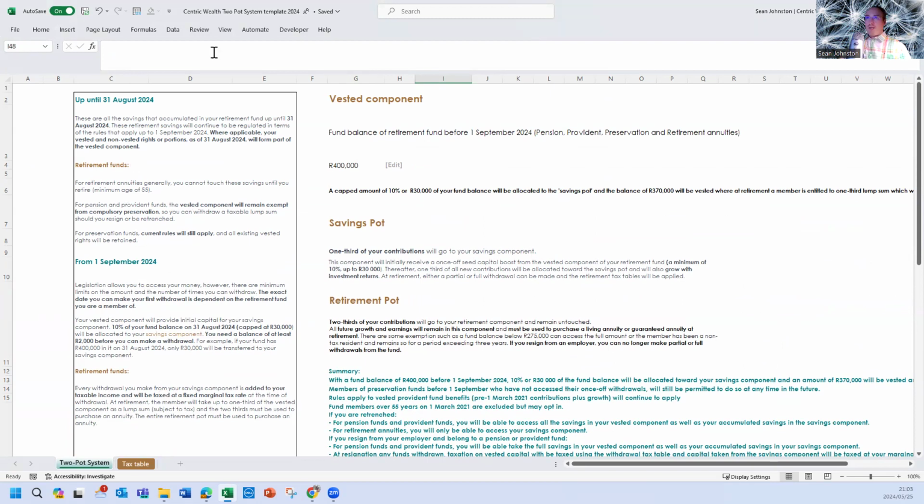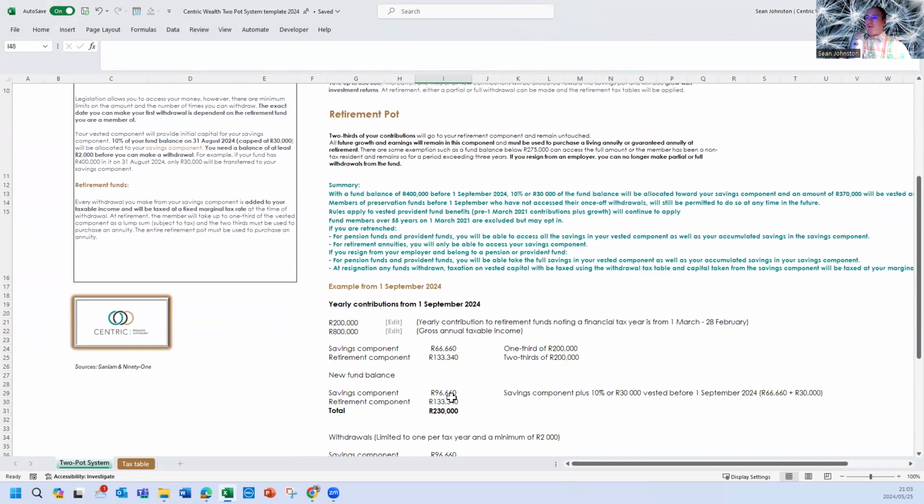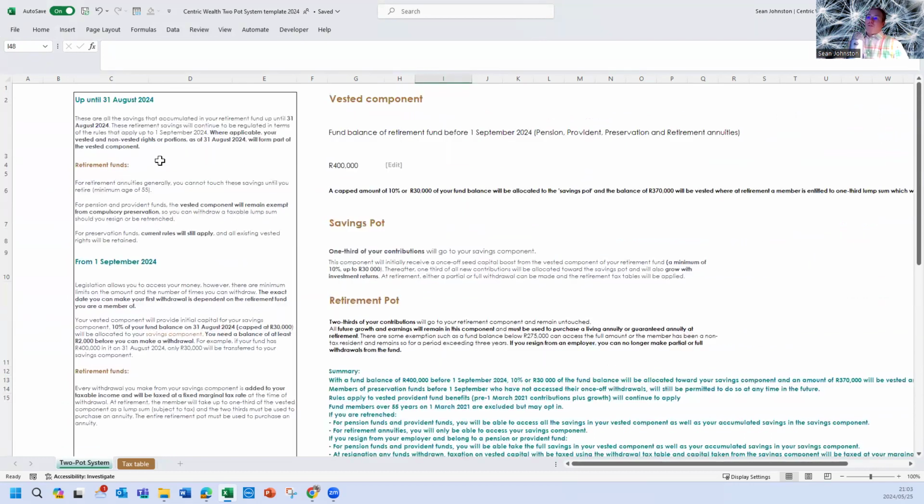There's so many videos relating to this topic, but I just wanted it to be in one spreadsheet, and then you can play around with the calculations over here. So up until the 31st of August, these are all the savings that accumulate in a retirement fund up until that date. These retirement savings will continue to be regulated in terms of the rules that apply up until the 1st of September. Where applicable, your vested and non-vested rights or portions as of the 31st of August will form part of the vested component.